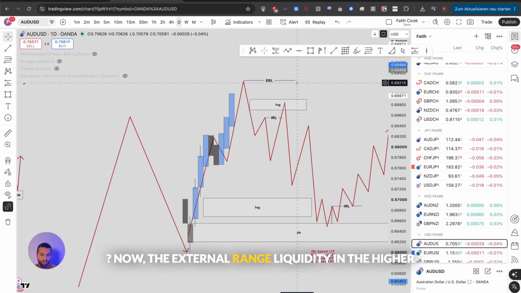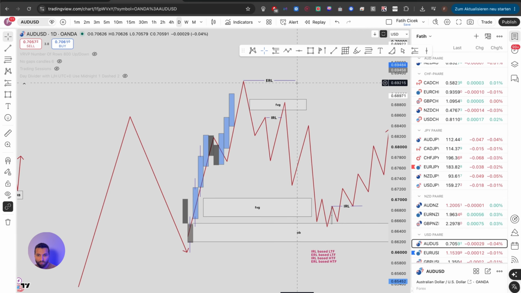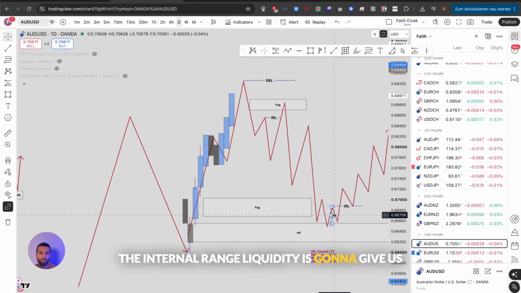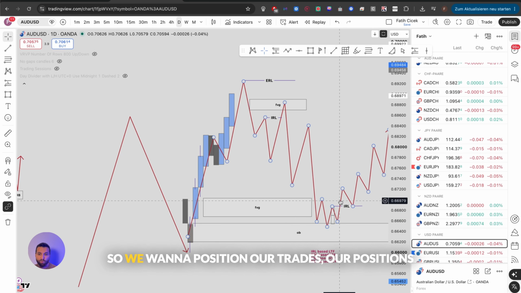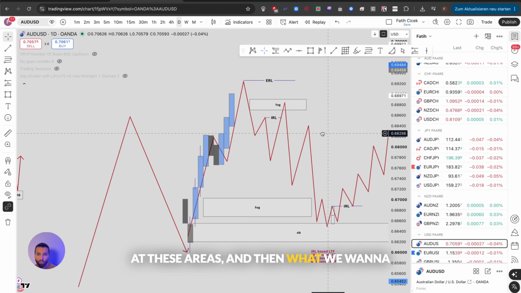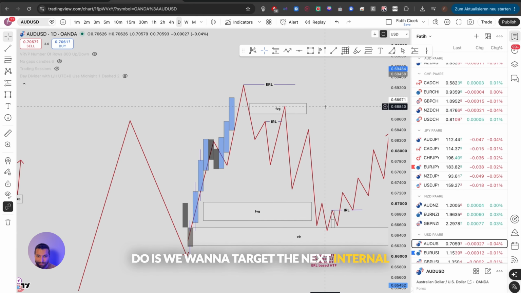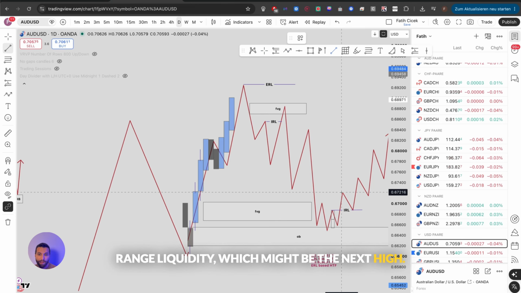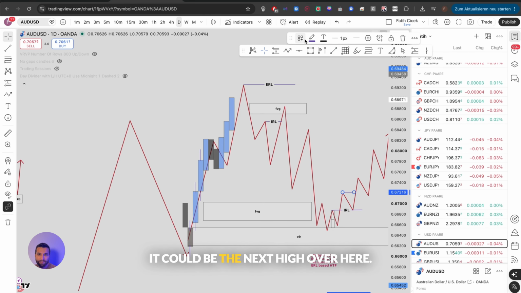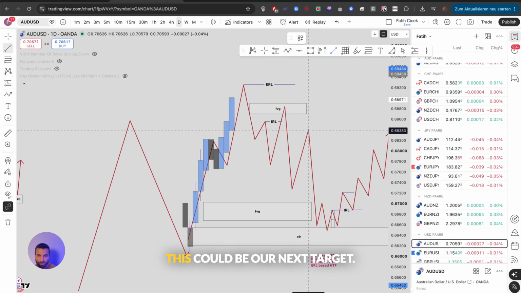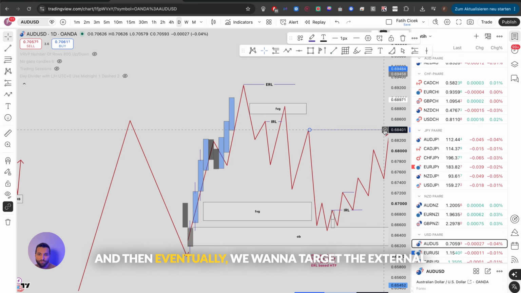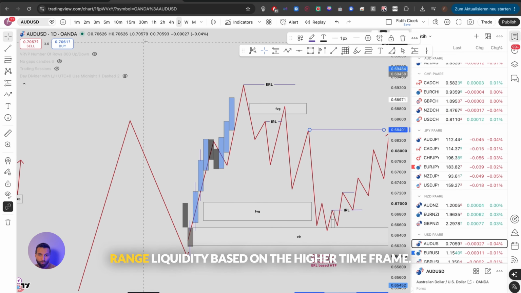Now the external range liquidity in the higher time frame is going to give us a target, an objective. The internal range liquidity is going to give us context for our lower time frame entries. So we want to position our trades at these areas, and then we want to target the next internal range liquidity, which might be the next high. It could be the next high over here. Okay, this could be our next target. And then eventually we want to target the external range liquidity based on the higher time frame.